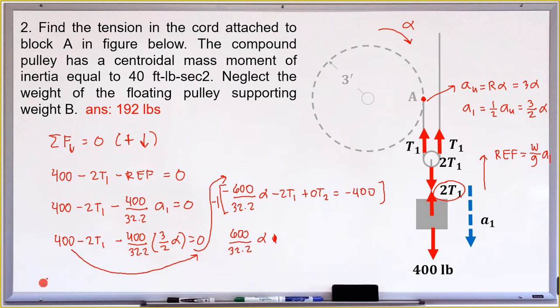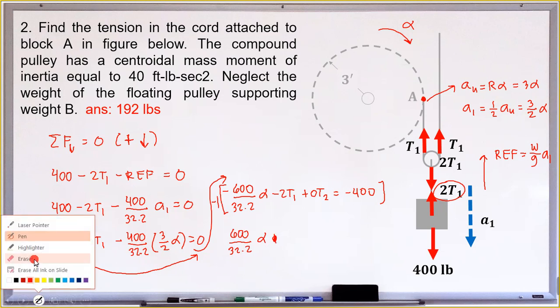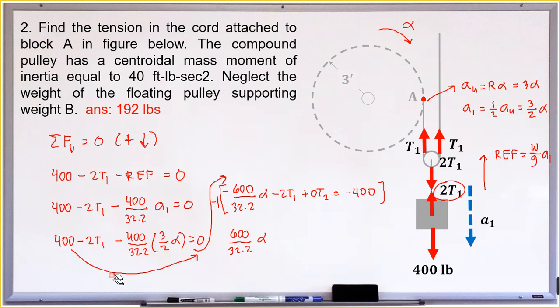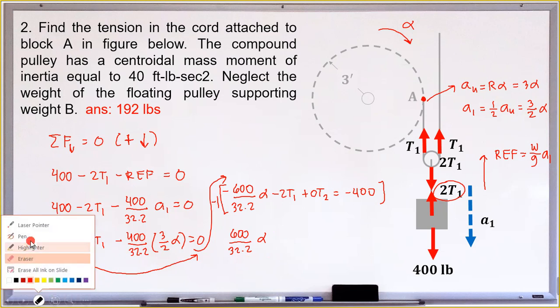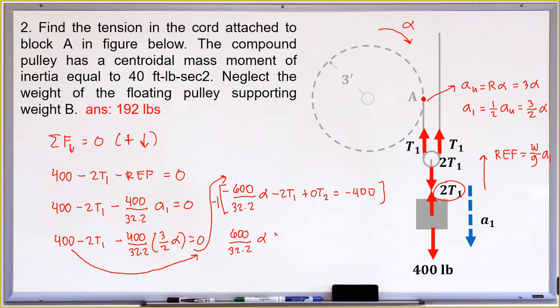So this is, sorry, let me erase this. It is not minus, it is plus now. So plus 2T1, plus 0T2, could be minus, anyway it does not matter because it is 0. So that is equal to 400. This is our first equation. So, kindly take note of this.